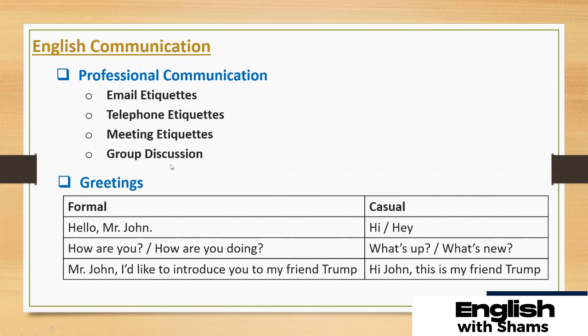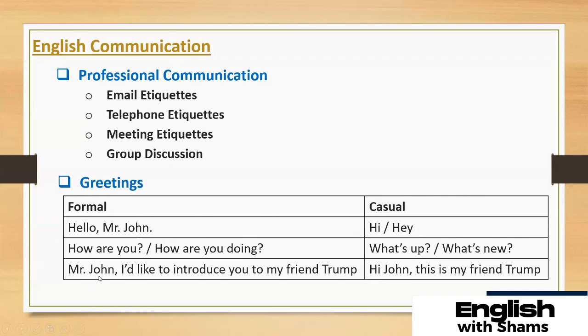So there are formal greetings as well as casual greetings. Formal greetings like hello, Mr. John, and the formal greetings are used in the corporates. Casual means like with friends, like hi, hey. Similarly, another example: how are you, how are you doing, this is formal. Then in casual: WhatsApp, what's new.